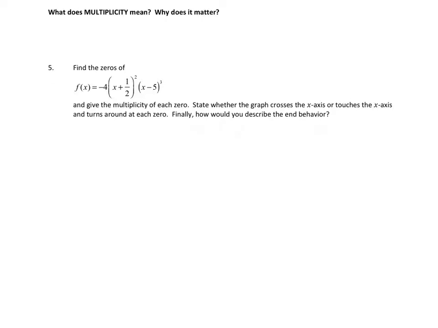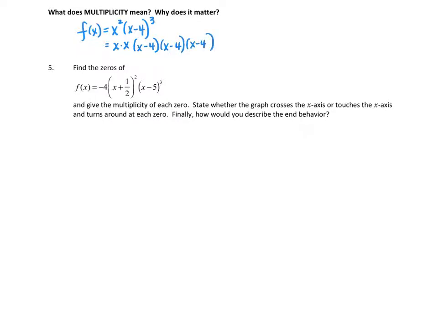Okay, let's talk about multiplicity and what it means. I'm going to give you a function, f of x equals x squared times the quantity x minus 4 to the third power. Well, if we were to break this apart and talk about what this means, this really means x times x times the quantity x minus 4 times the quantity x minus 4 times the quantity x minus 4.